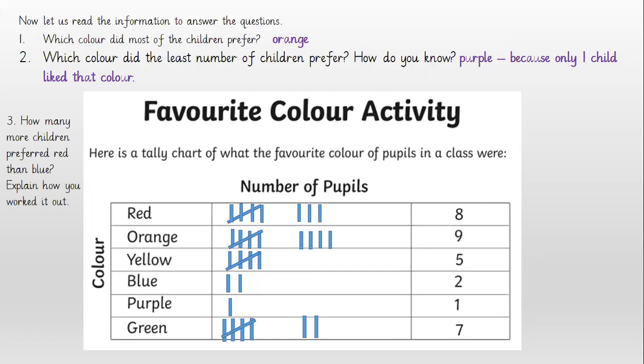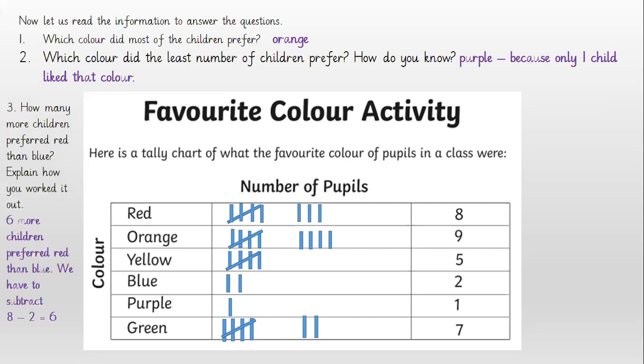Number 3, how many more children preferred red than blue? Explain how you worked it out. Do you remember the words we used earlier? How many more? What is it asking us to do? It's asking us to take away. So we're looking at how many children preferred red, which is 8, and only 2 preferred blue. So we need to say 8 take away 2, which is 6. So we know that 6 more children preferred red than blue.